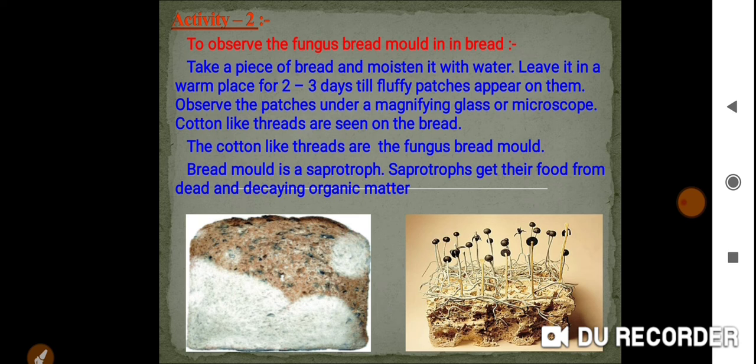See, we have to take a piece of bread and moisten it with water, that is, sprinkle some water on it. On the surface of that bread, leave it in a warm place for 2 to 3 days till fluffy patches appear on it. Observe the patches under a magnifying glass or microscope. A microscope is available in the biology lab, so we can do it and we can see it.